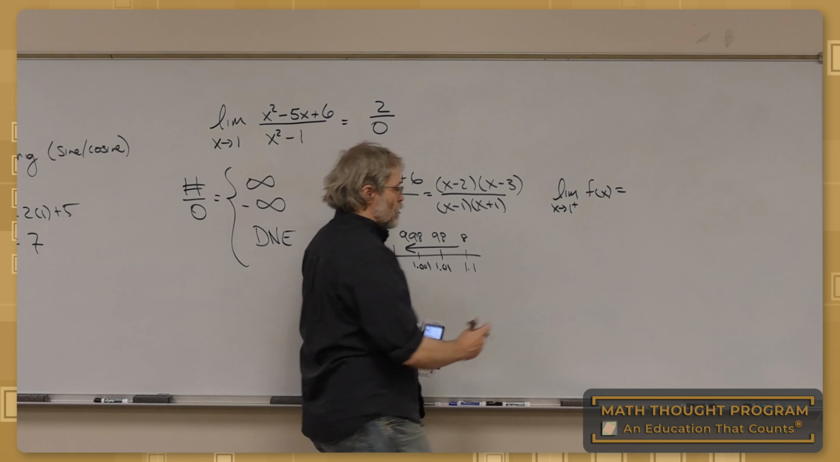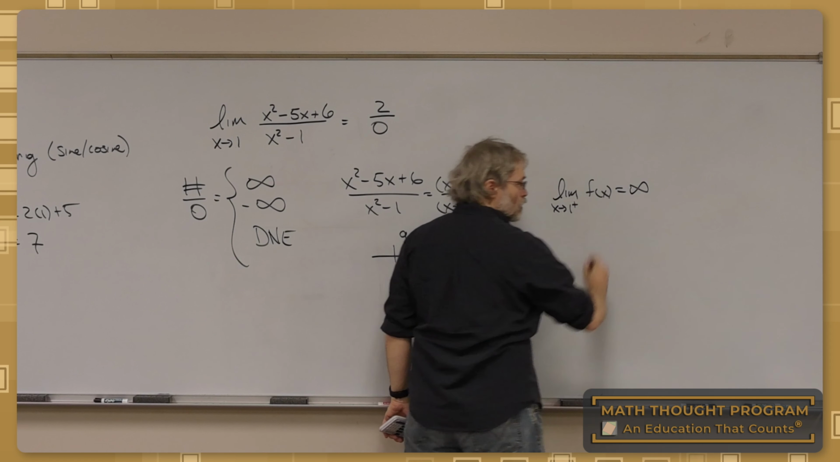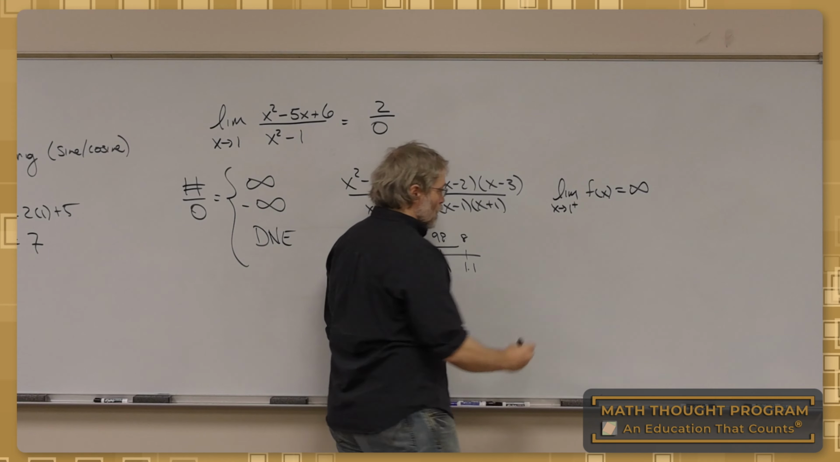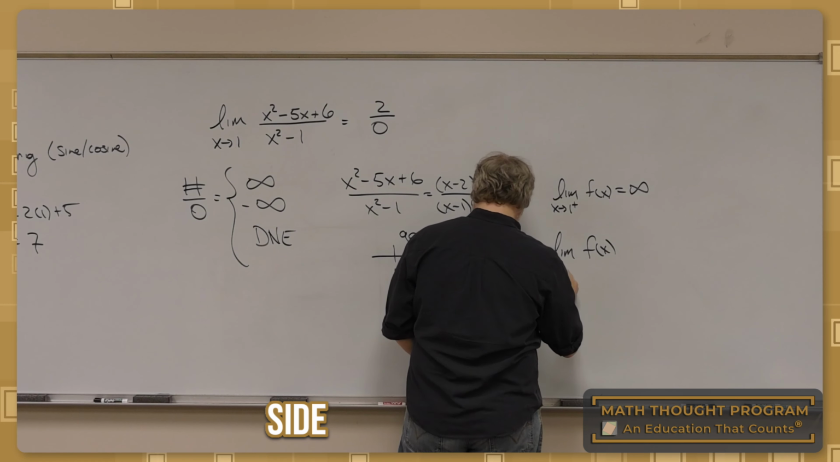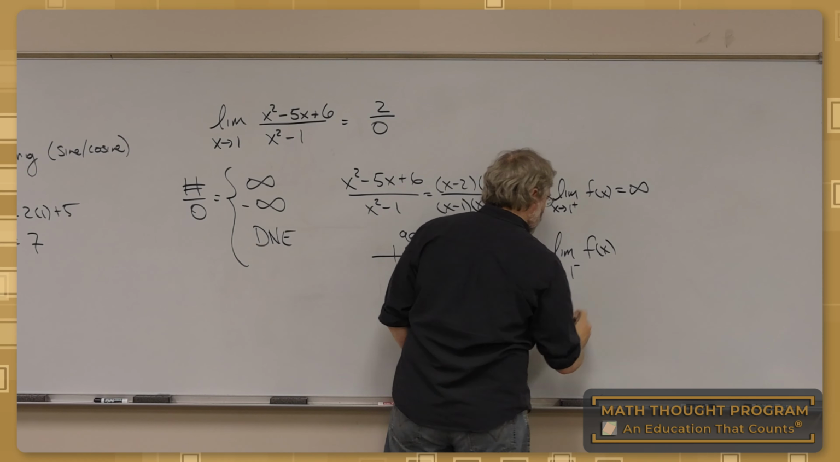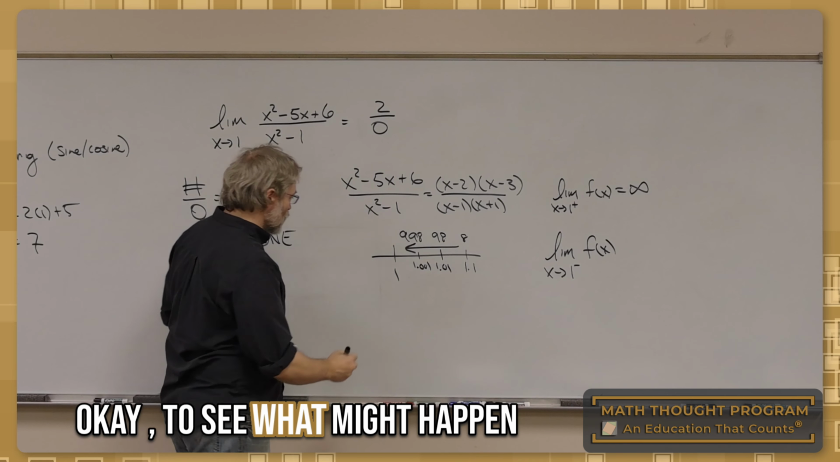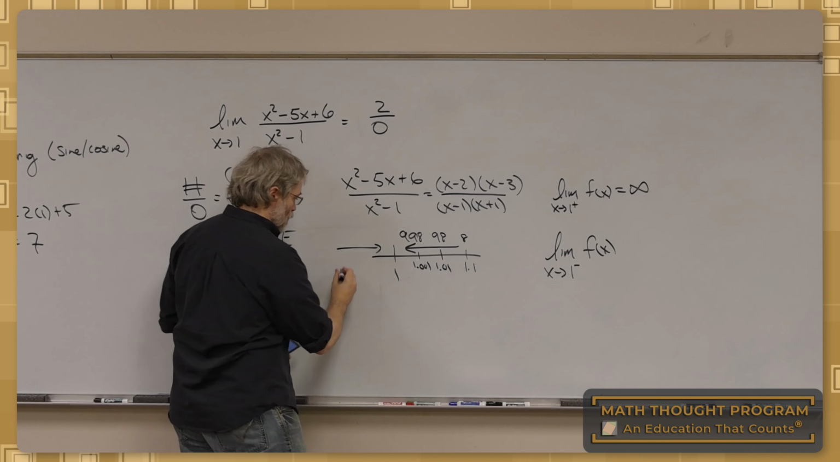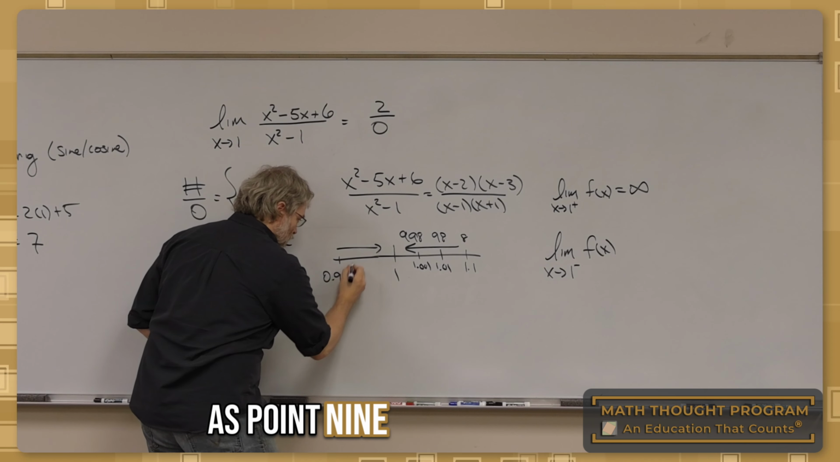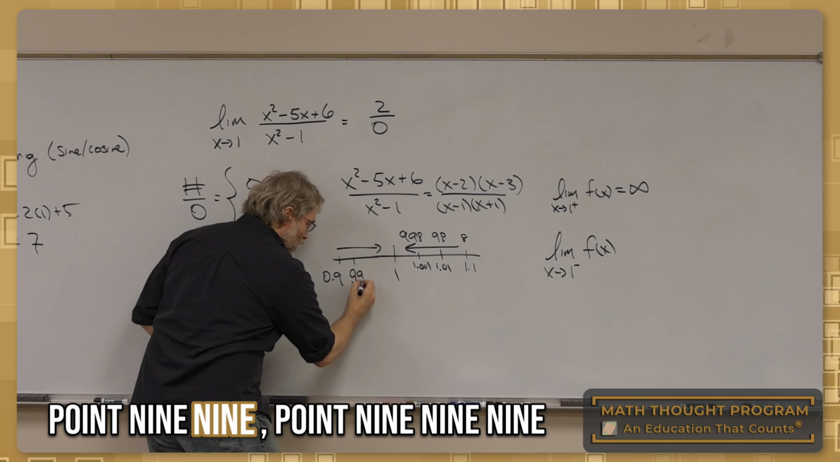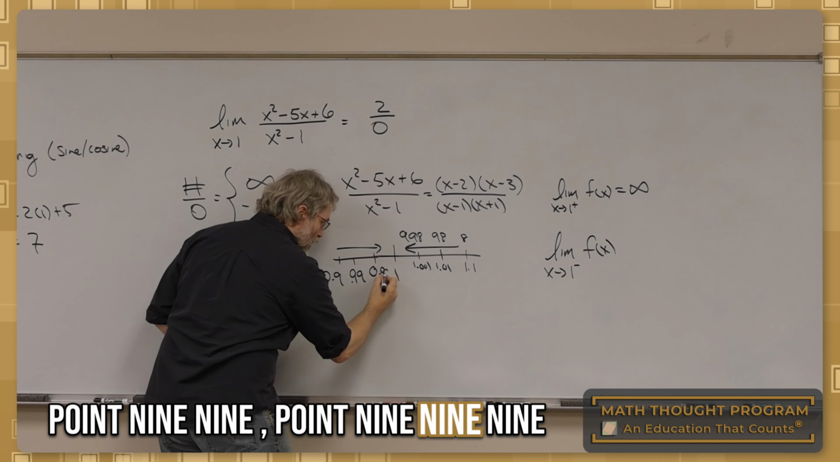Positive infinity. There we go. Okay, and then we'll do the same thing. We'll look from the left-hand side, to see what might happen coming in from this direction. And again, I might pick things such as 0.9, 0.99, 0.999.